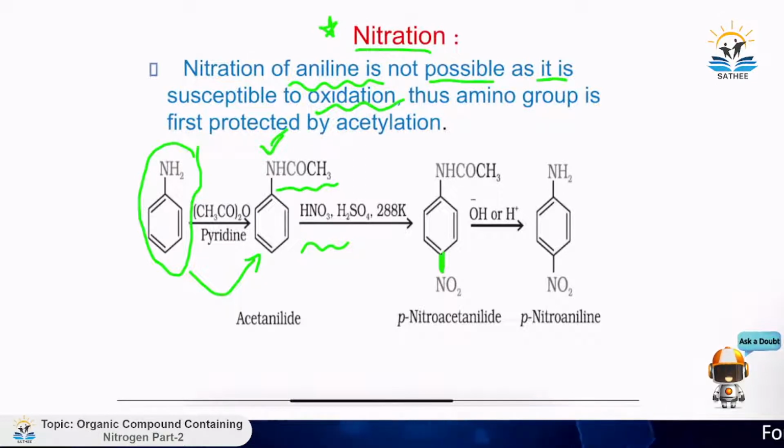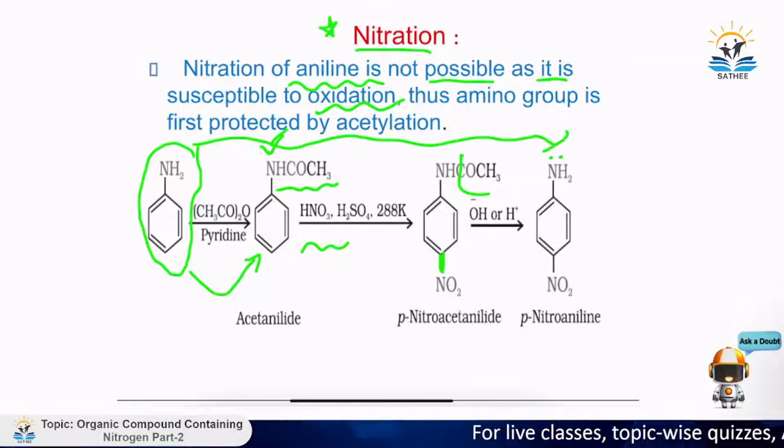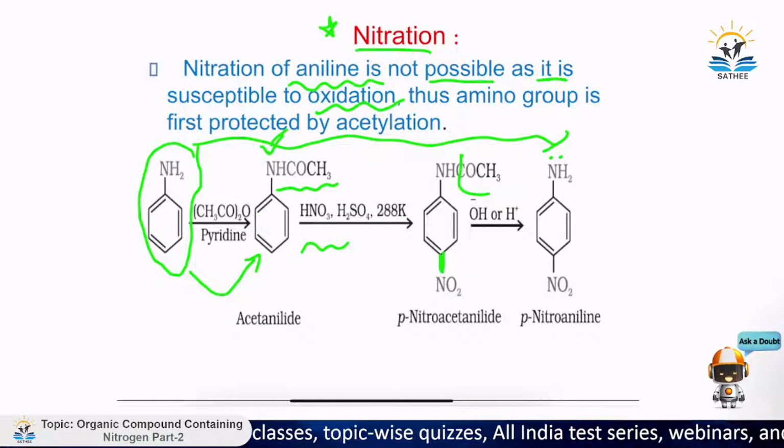So, and then again, when we treat it with H plus and H2O, then this group leaves and NH2 aniline again comes back that we wanted. We wanted to do the nitration of anilines, but since we cannot directly do it, we convert it first into acetanilide. So this is how we proceed in case of nitration, also similar to bromination.